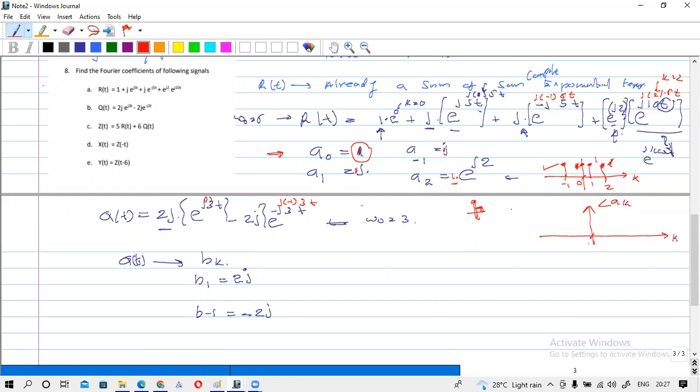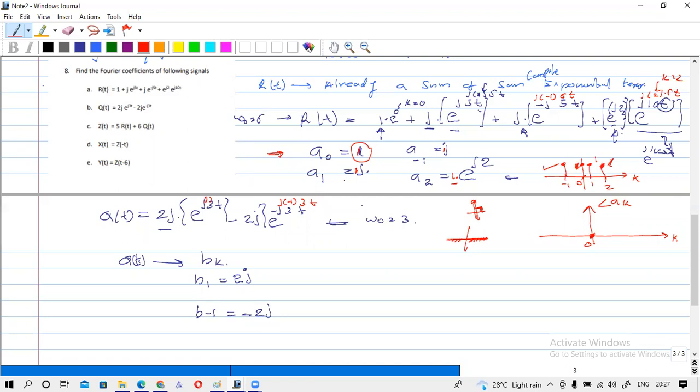So 0, it is totally a real number. You know that real numbers are on this axis, this is the real axis. So the phase shift is 0. The phase is 0. So at k equal to 0, the phase is 0.